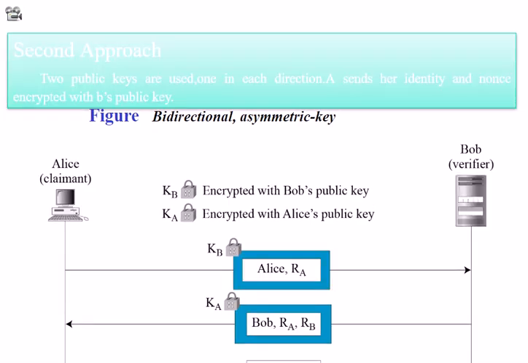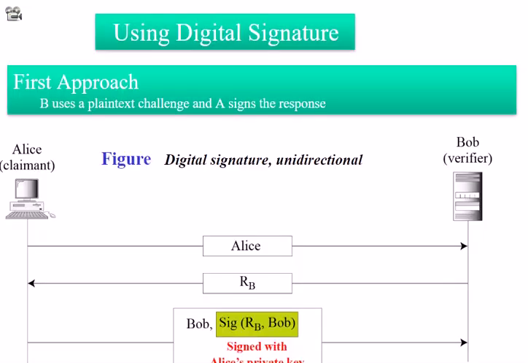Second approach, two public keys are used, one in each direction. A sends her identity and nonce encrypted with B's public key. The figure explains the bidirectional asymmetric key approach.